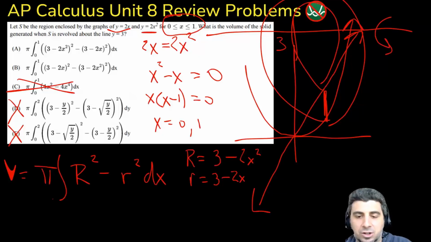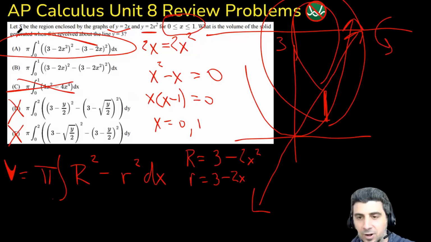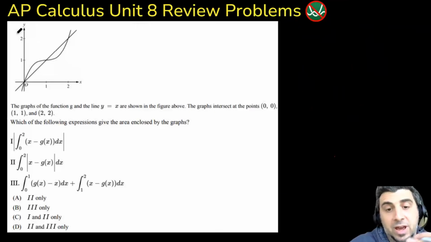So you want big R squared, which is 3 minus 2x squared, and little r squared, which is 3 minus 2x quantity squared. It's going to be choice A. All right, let's keep going here. So for this one, no calculators.